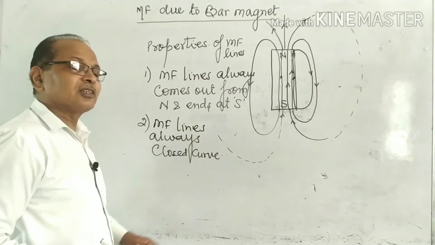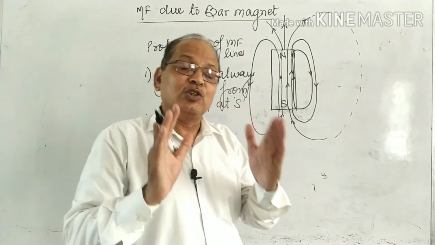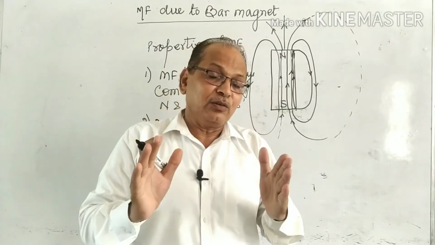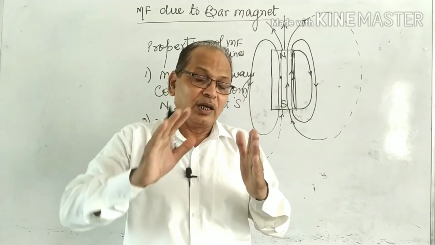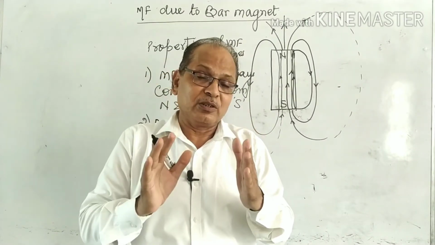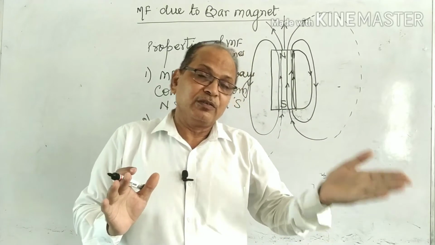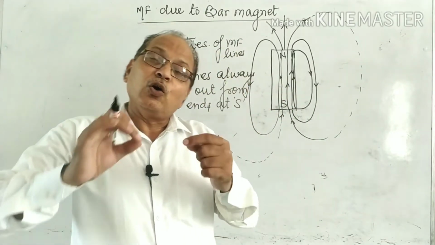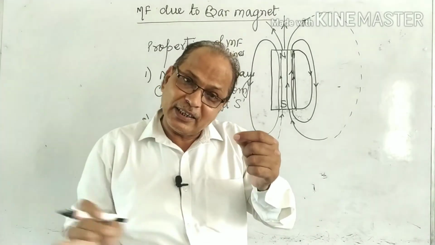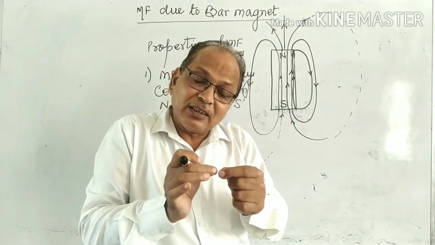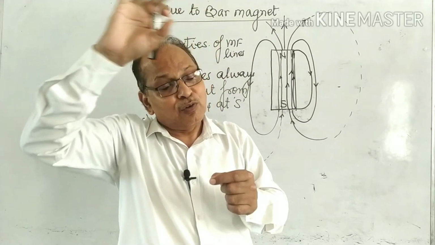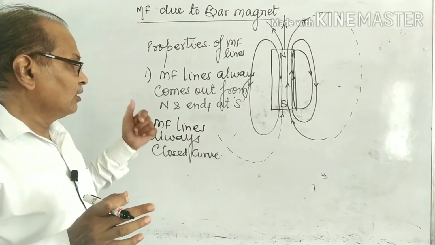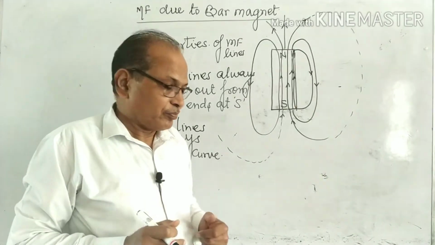They are always closed curves. This is the only distinguishing property between electric field lines and magnetic field lines. Electric field lines are not closed curves. They originate from the positive and end at the negative, while here they all come out from the north and end at the south, but within the magnet they move from south to north. They form a closed loop. That's why magnetic field lines always act as closed curves.